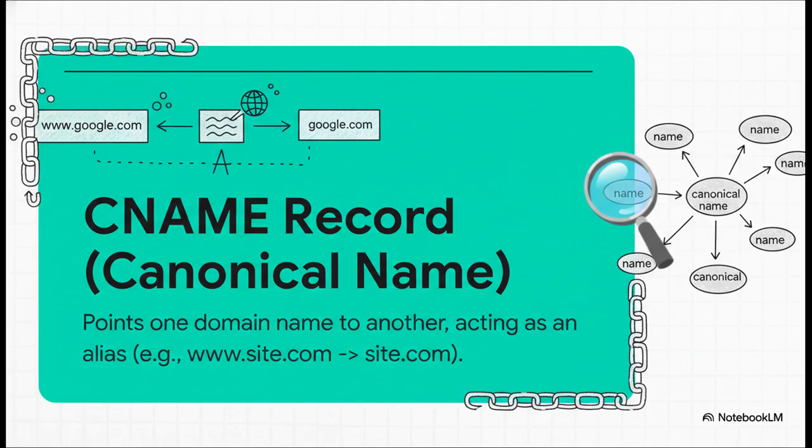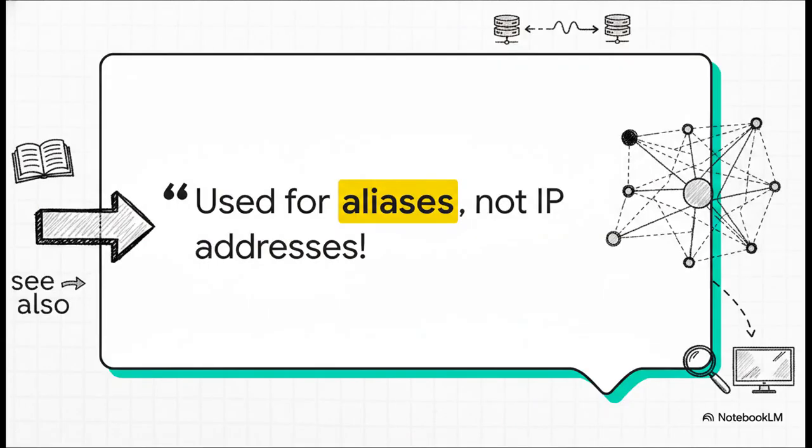This is exactly why you can type www.site.com and it still works. That www part is just a CNAME pointing back to the main site.com domain. Yep, that's really all it is. Think of it this way: a CNAME is the internet's version of saying "see also." It's a redirect for names, not a direct link to a number.